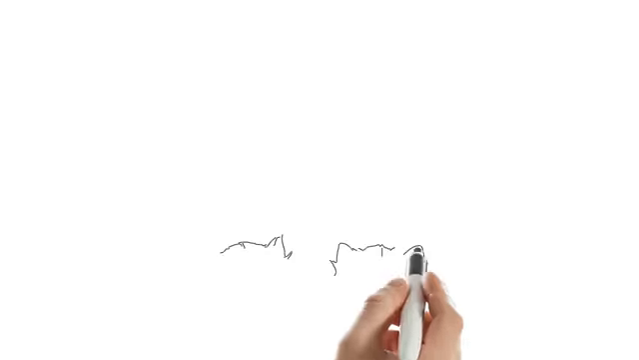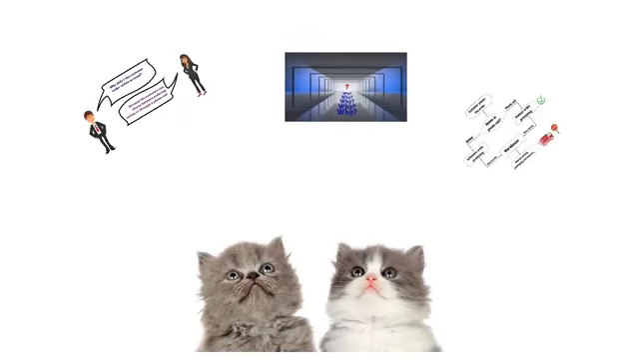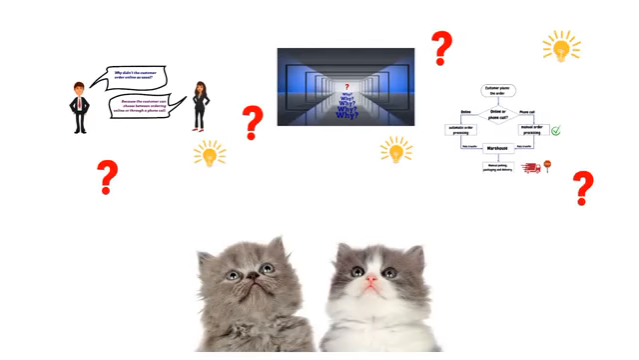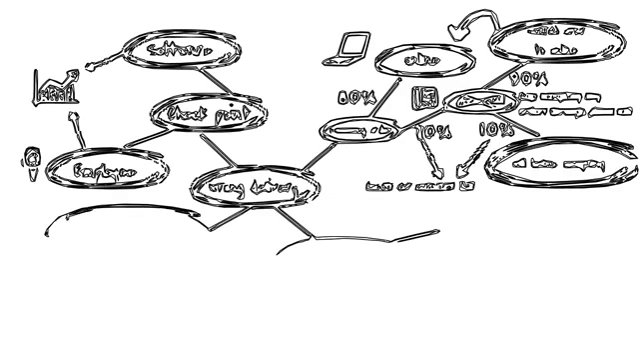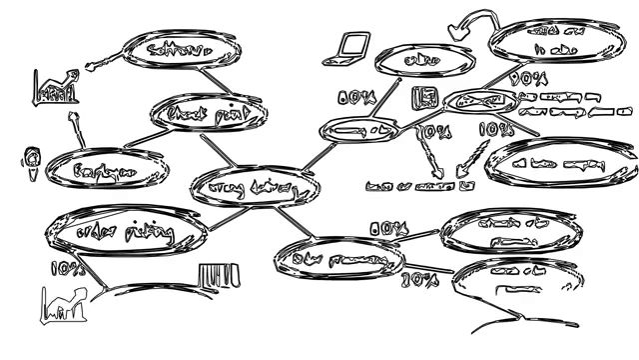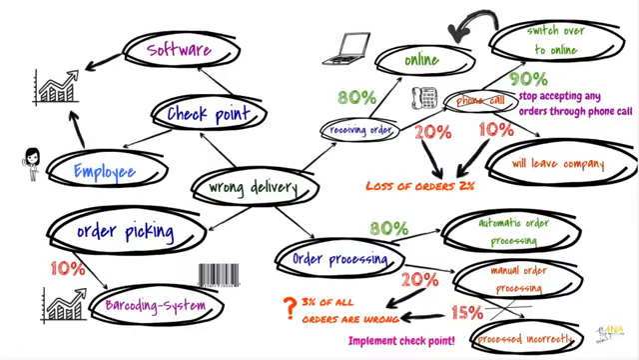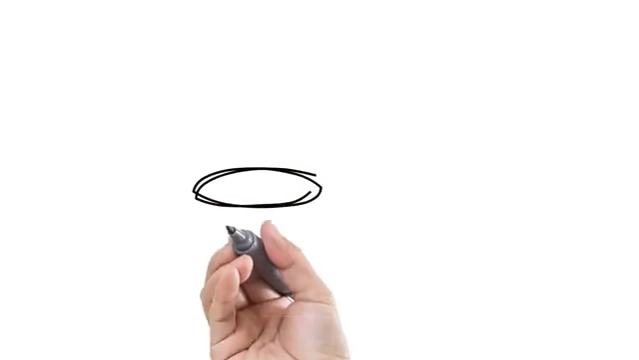First, we should lay out all the information in a clear way. For that, we will be using the mind mapping technique. Mind mapping is an easy way to visualize information, ideas, and plans that are connected to the main subject. The main subject in our exercise is wrong delivery.